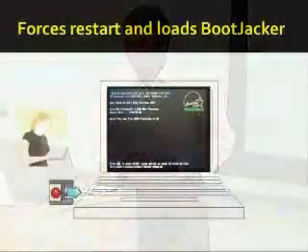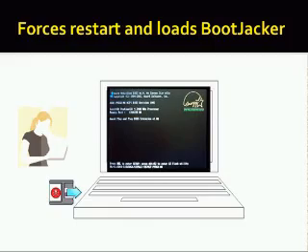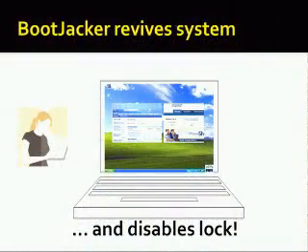What does she do? So what Trudy does is, now she has BootJacker. She forces the computer to restart in some manner, either unplugging the power and putting it back in, or using some OS support, and plugs in BootJacker as an alternate boot medium. And what BootJacker is able to do is revive the complete existing system that was running before. And since it starts up at a lower level, now it can switch off any sort of access control mechanism that was in place. So it can disable the screensaver lock, for example. So that gives you the overview of the attack.